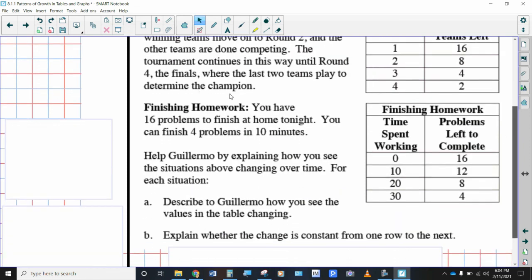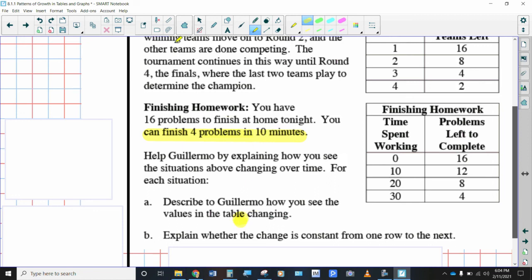Here's another situation, finishing homework. Problems left to complete. So you started with 16 problems in your homework. After 10 minutes, you've got 12 problems left. After 20 minutes, you got 8. After 30 minutes, you got 4. And I'm presuming after 40 minutes, you would have completed your homework. So this has a unit rate. 4 problems in every 10 minutes means that you're solving 1 problem every 2.5 minutes.